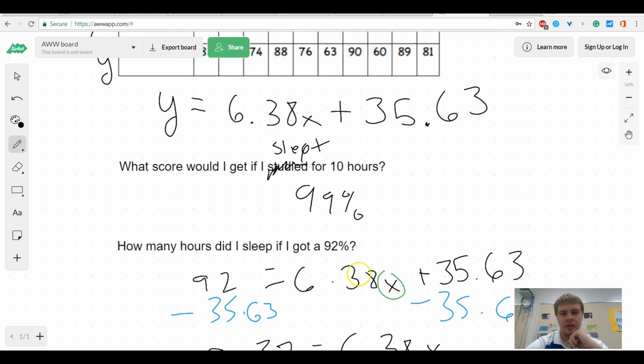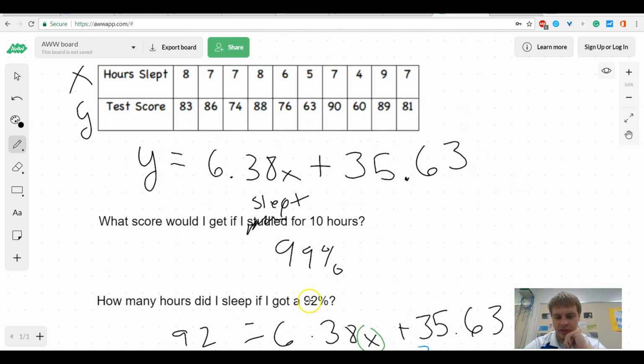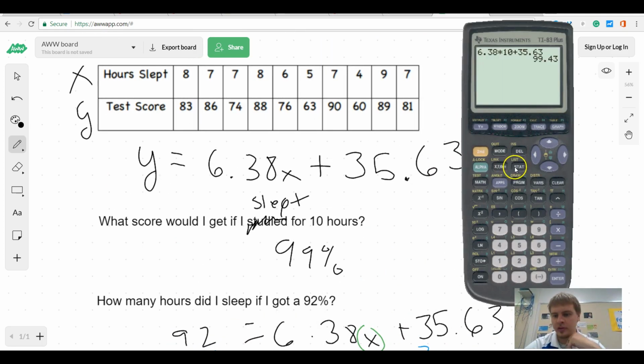So that answers all of our questions. Again, as a quick summary, remember what you want to do is click Stat, go to Edit, and fill in all the information into your lists. After you've done that, hit the Stat button again, go to Calculate, and then choose linear reg. When you hit that button, it will give you your line information. Then you can use that to answer questions.